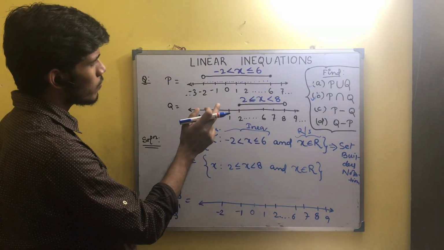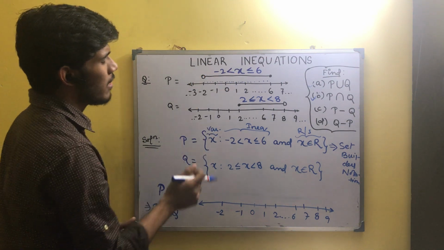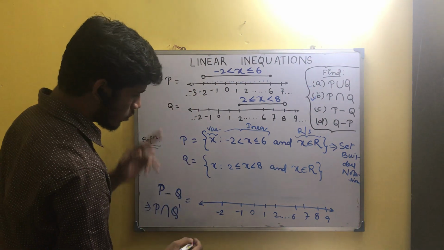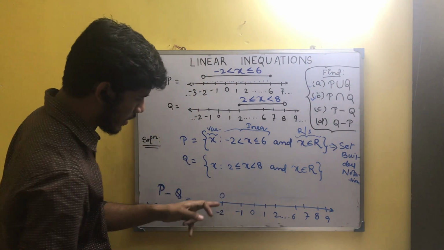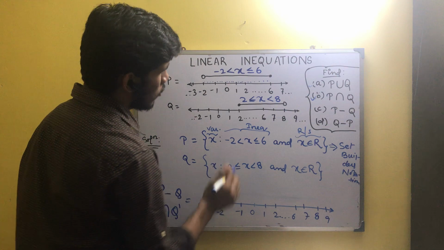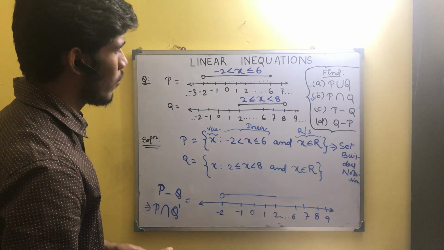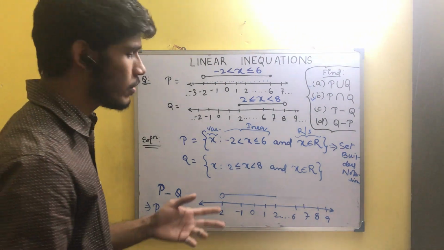We only need those values that are exclusively in P, which means -2 to 2, isn't it? And -2 needs to be excluded, that is a hollow circle. And now 2, what about 2? What will we do about 2? Will we include that or will we exclude that?